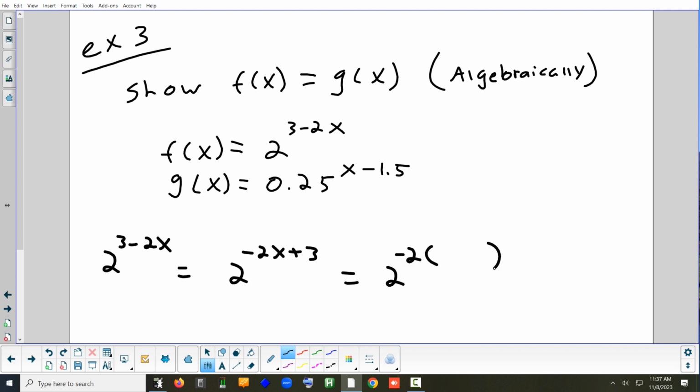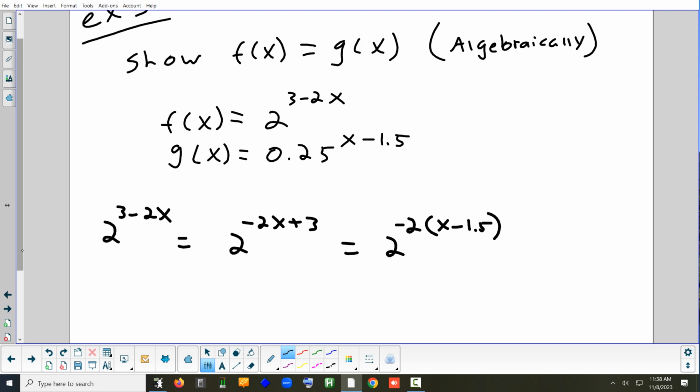If you factor out a -2 from the exponent, what are you left with? X minus 1.5. And now what operation are you doing with these two exponents? You can ignore the x minus 1.5 for right now and just deal with the -2 and the 2. Right, because what are we doing right there? It's multiplication.